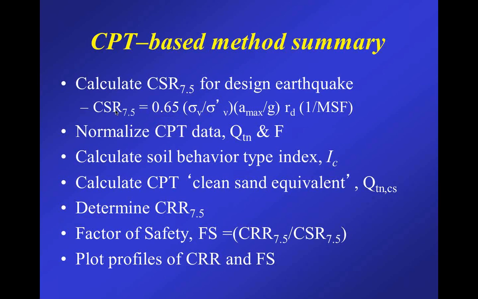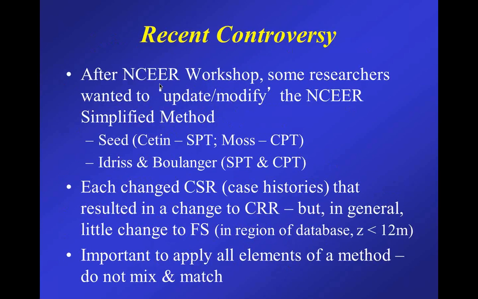Then the magnitude scaling factor will adjust the equivalent cyclic stress ratio for a 7.5 earthquake. Then calculate the clean sand equivalent and then determine the cyclic resistance and the factor of safety. And that's the cyclic resistance ratio for the given magnitude earthquake, and you can plot the factor of safety with depth.